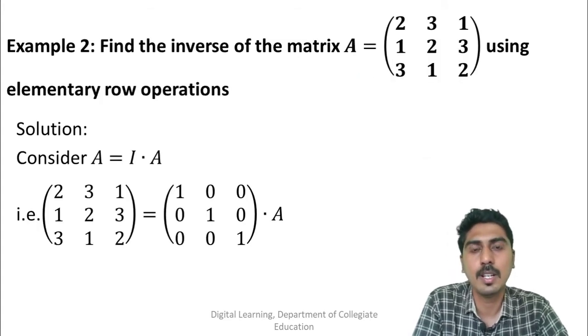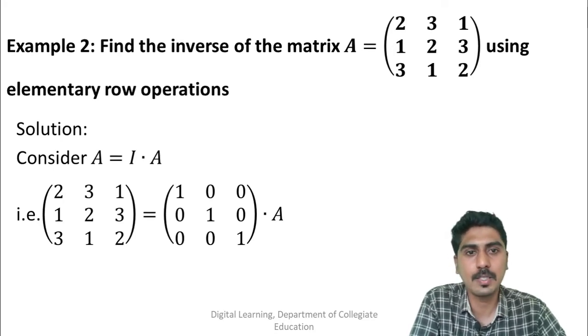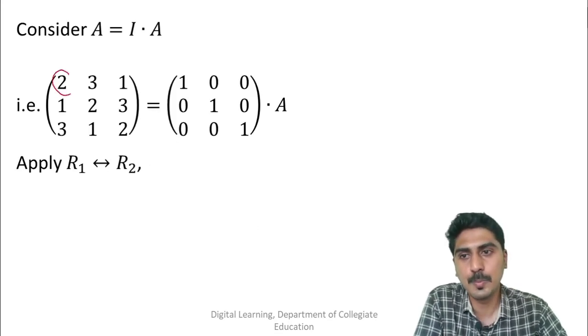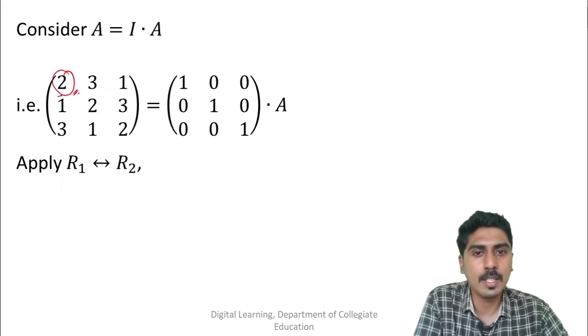Now we shall discuss one more example. Find the inverse of a matrix A, 2 3 1, 1 2 3, 3 1 2, using elementary row operations. Consider A is equal to I into A. Here we have 2. First we shall make this element 1. To make this element 1, we can easily apply the operation R1 changes to R1 by 2.